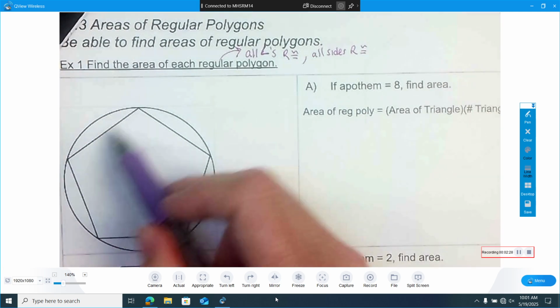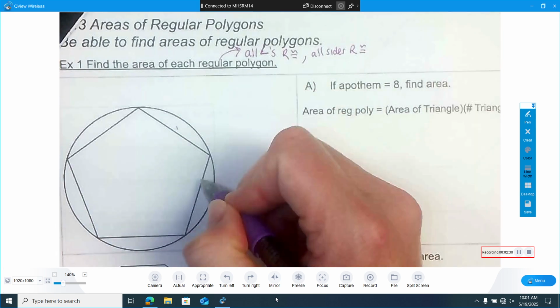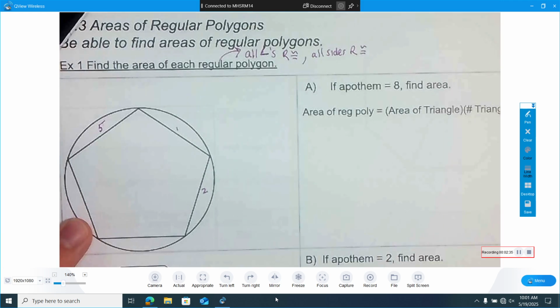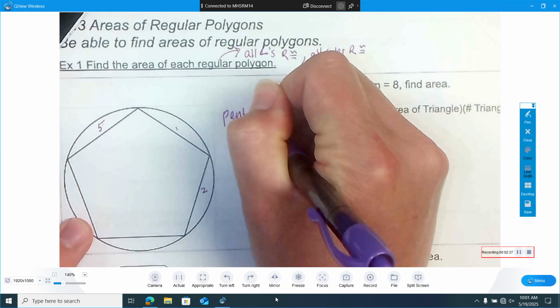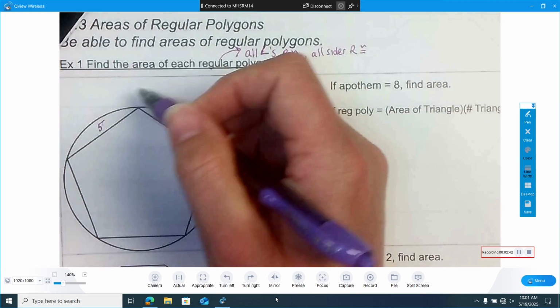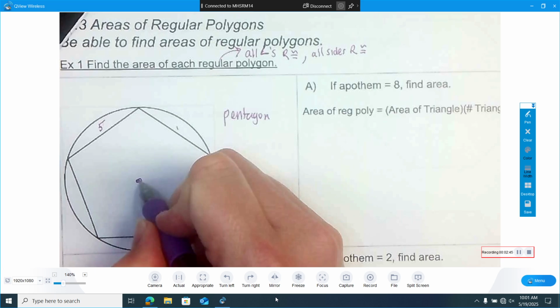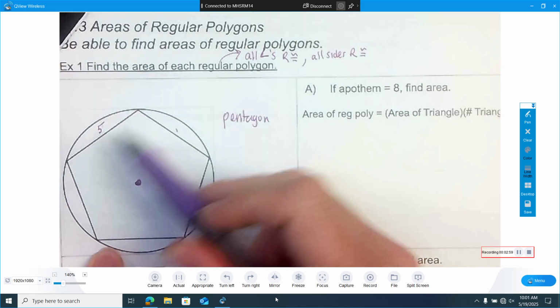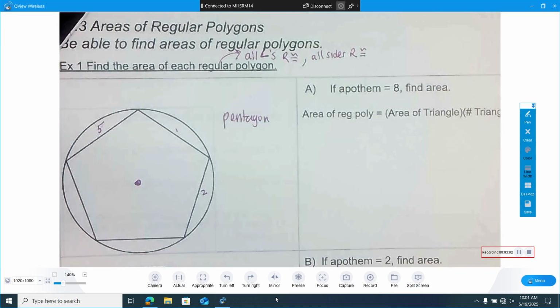So you can see right here, I have a 1, 2, 3, 4, 5-sided polygon. So this is a pentagon. And it is a regular pentagon. And I inscribed it in a circle because I want you to recognize that we have the center of our circle, and there's a little bit of vocabulary that we need to do in order to figure out the area of that polygon. I know how to find the area of a circle, but I really need to figure out how to find the area of this pentagon.